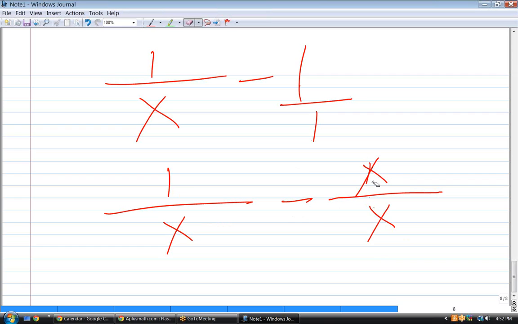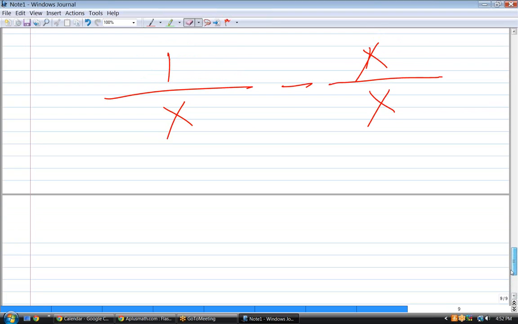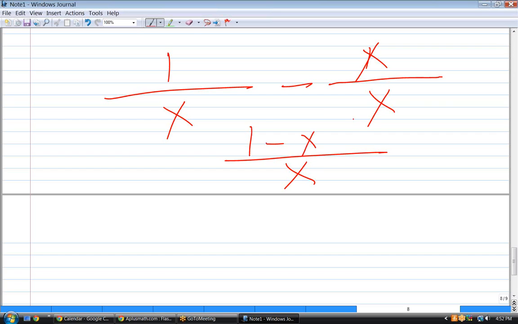This is 1. Okay, now how do I subtract those two? Wait. So 1 over x minus x over x. You have a common denominator, x. Right? And then operate on the numerators. 1 minus x equals... That's it. That's the answer. That's what 1 over x minus 1 is equal to.